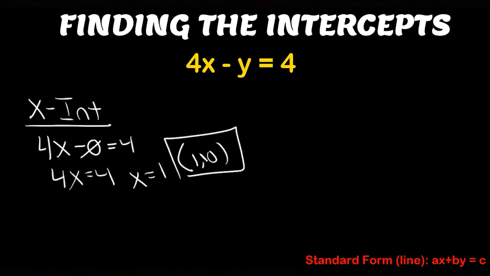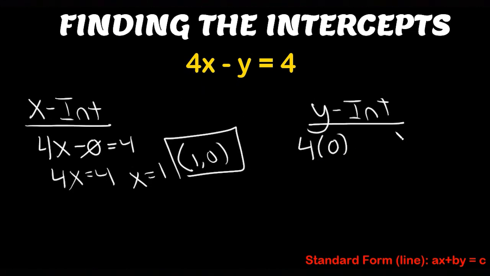There's my x-intercept. Now to find my y-intercept, here we go, y-intercept. This one here, we're just plugging a 0 into x. Again, if you just want to drop out this whole part here, you can, or you can rewrite it. I don't care how you do it, right? Doesn't matter. So 4 times 0, there it is, minus y equal to 4.